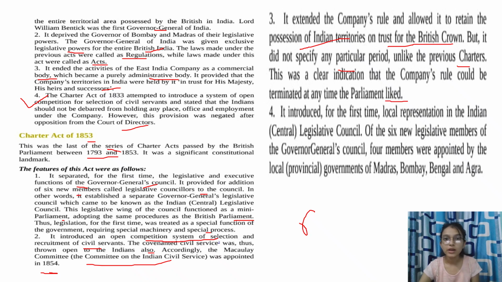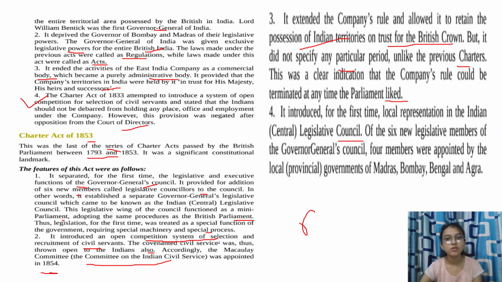So Parliament felt the company has something in them which makes them magnificent, something which makes them rule over India. So we are allowing them to administer India, but we are not giving them any particular limit. The moment we feel that they are not eligible for the post, we will terminate their duty in India. So this kind of open arrangement happened during that particular charter act. It introduced for the first time local representation in the Indian Central Legislative Council.